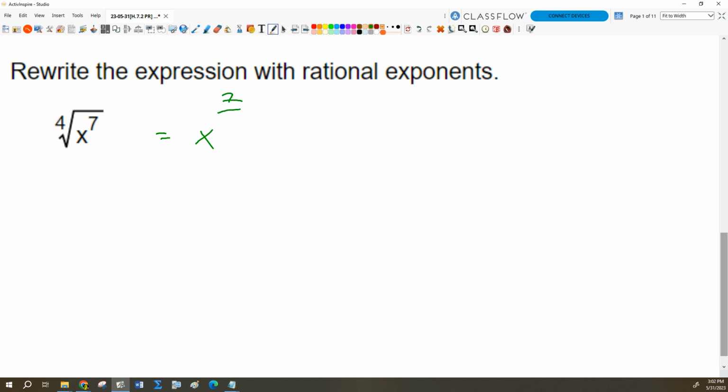7/4. Okay, again, we know because the index of the radical always goes in the denominator. That's an easy one to remember, okay?